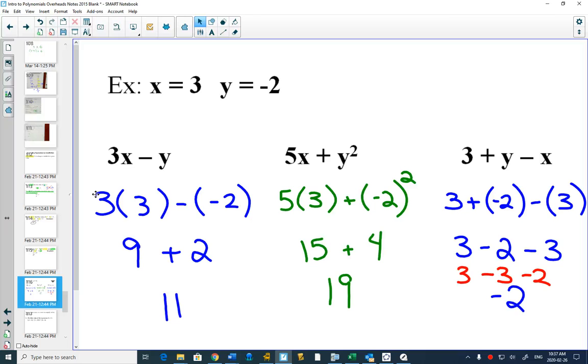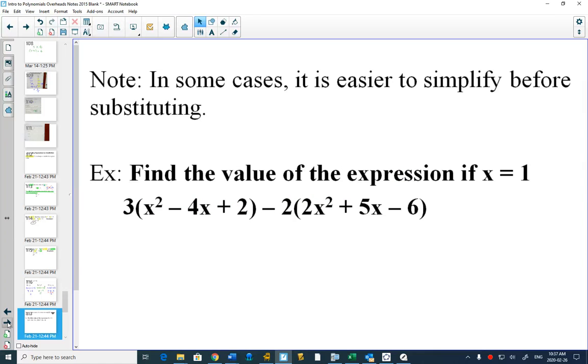All right, for our next example. In our next example, it says, in some cases it's easier to simplify first before substituting. So what does it mean to simplify when we have a number outside? This is where we distribute. The 3 would go to those. The negative 2 would go to each of those. You're going to get some like terms and combine your like terms. Then once it's simplified, you can plug in the number 1.